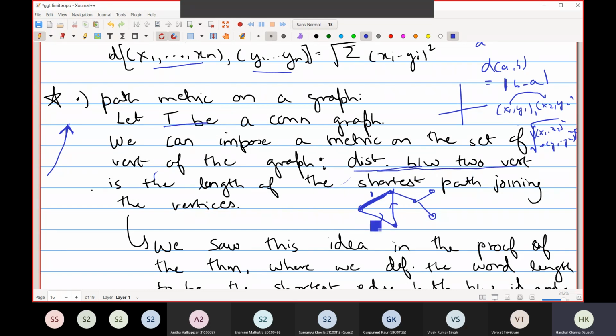So for example, the distance between this point and this point will be, so this will be 1, 2, and 3. Note, we can have a path with length 4 here, right? 1, 2, 3, 4. But we want the shortest such path, and the shortest such path is 3. So the distance between these two vertices will be 3, and so on and so forth. So the distance between any two vertices is the length of the shortest path joining the two vertices.